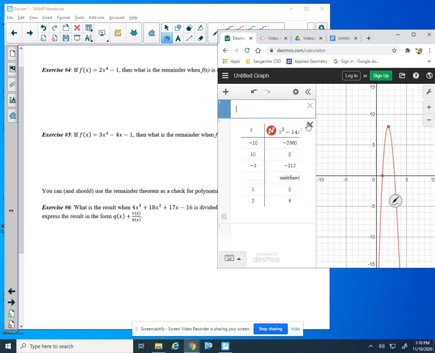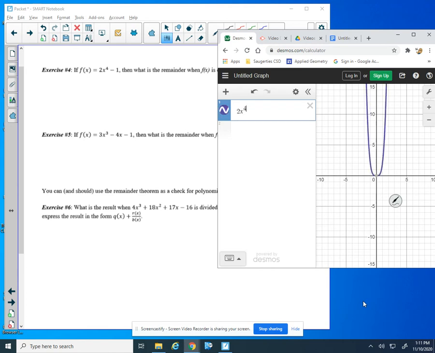Look at the expression. We're going to close out this one and put a new one in. So I'm going to type 2x to the 4th minus 1. So this is still a polynomial function, just with fewer terms. And a lot of them, as I said, are like that on Delta Math.